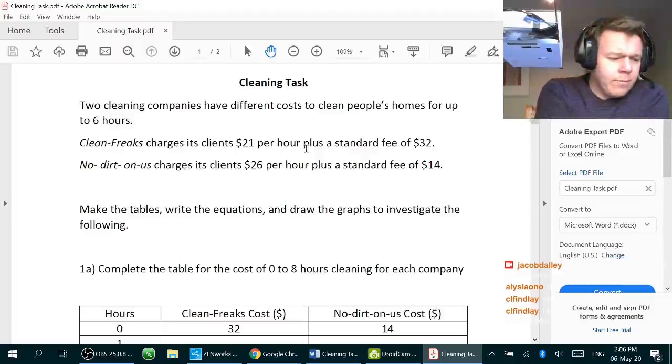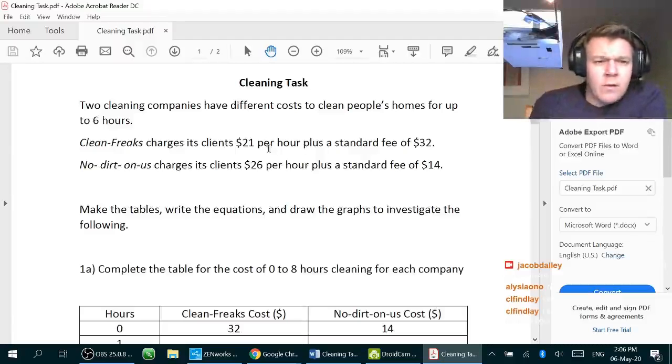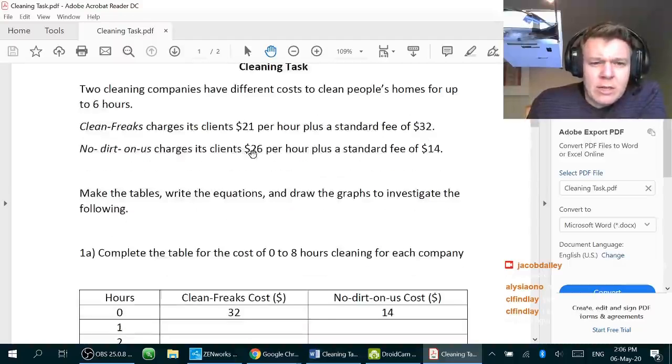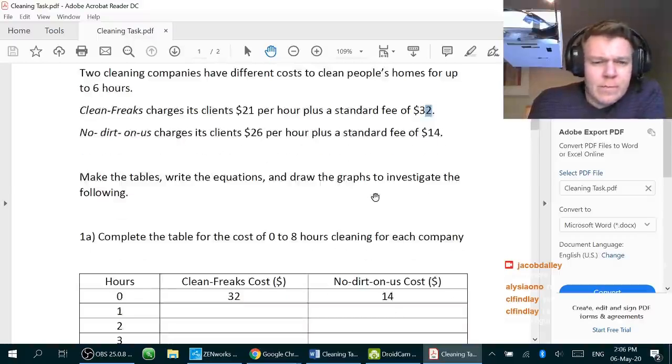So two cleaning companies have different costs to clean people's homes for up to 6 hours. Clean Freaks charges its clients $21 per hour plus a standard fee of $32. So that standard fee is an additional charge, not like a minimum charge. And No Dirt charges $26 per hour plus a standard fee of $14 extra. Make the tables, write the equations, and draw the graphs to investigate the following.